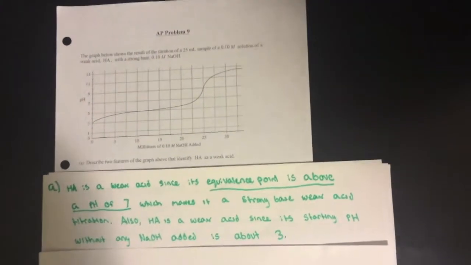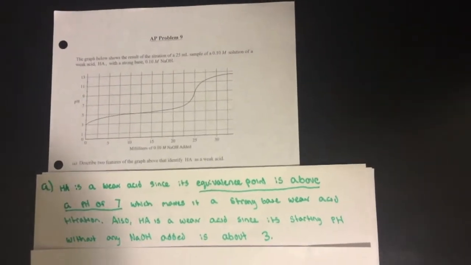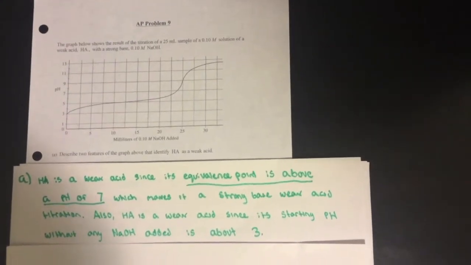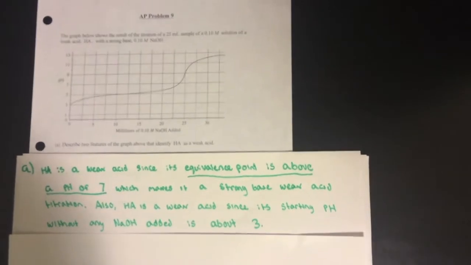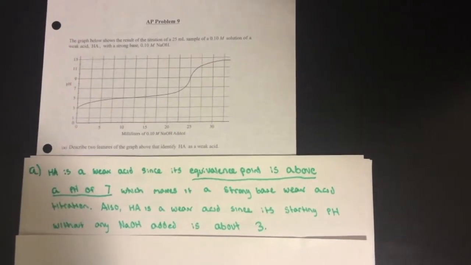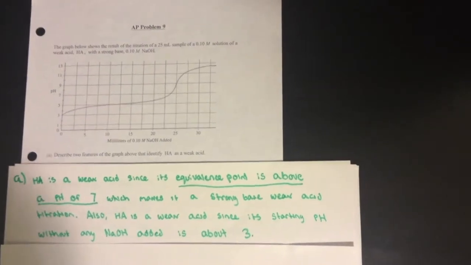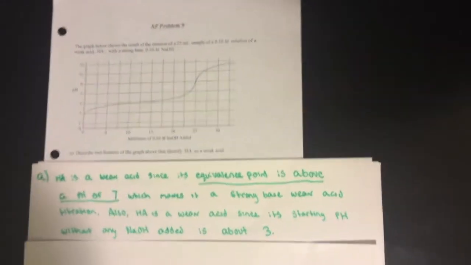The graph below shows the results of the titration of a 25 milliliter sample of a 0.1 molarity solution of a weak acid HA with a strong base, 0.1 molarity NaOH. For A, we have to describe two features of the graph above that identify HA as a weak acid.